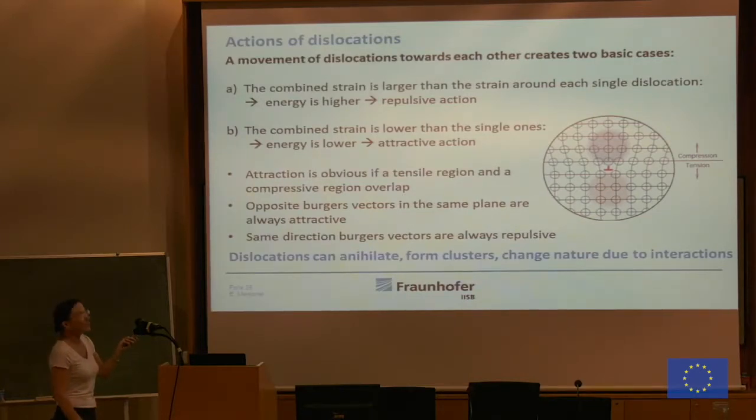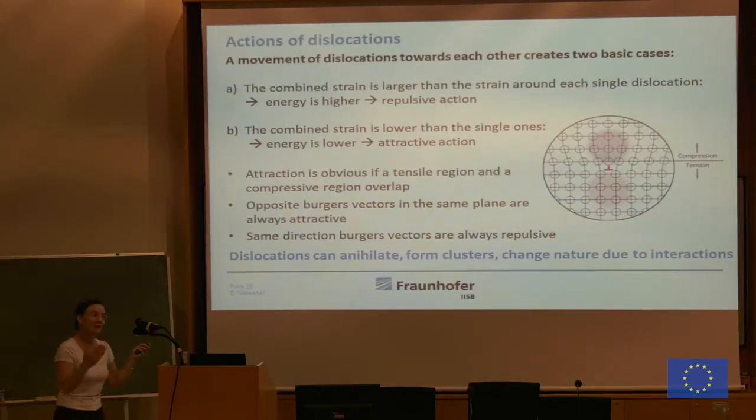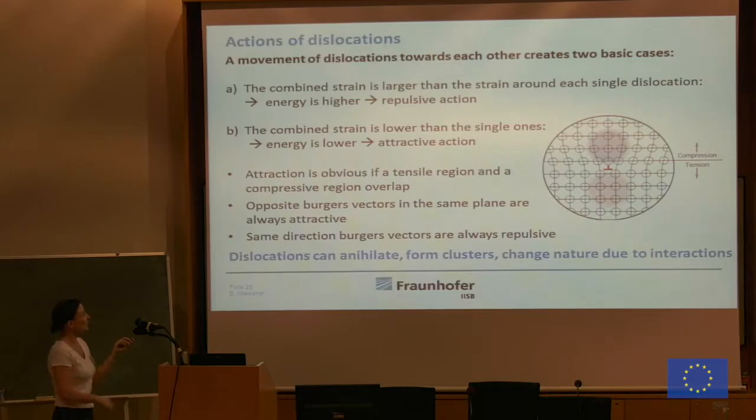And if they overlap, there will be no repulsion. And opposite Burgers vectors, if they are lying in the same plane, of course, will always have an attractive action. It means that you can recombine dislocations and you can do something with them.